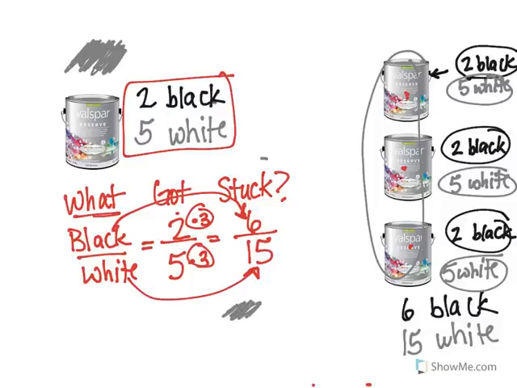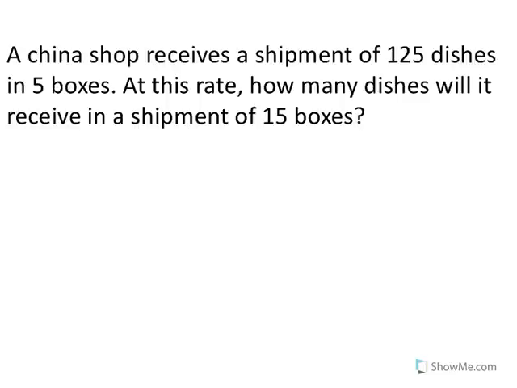All right, don't worry guys, I'm going to give you a few more examples. Let's move on to some word problems. Here is a word problem. It says a China shop receives a shipment of 125 dishes in 5 boxes. At this rate, how many dishes will it receive in a shipment of 15 boxes?